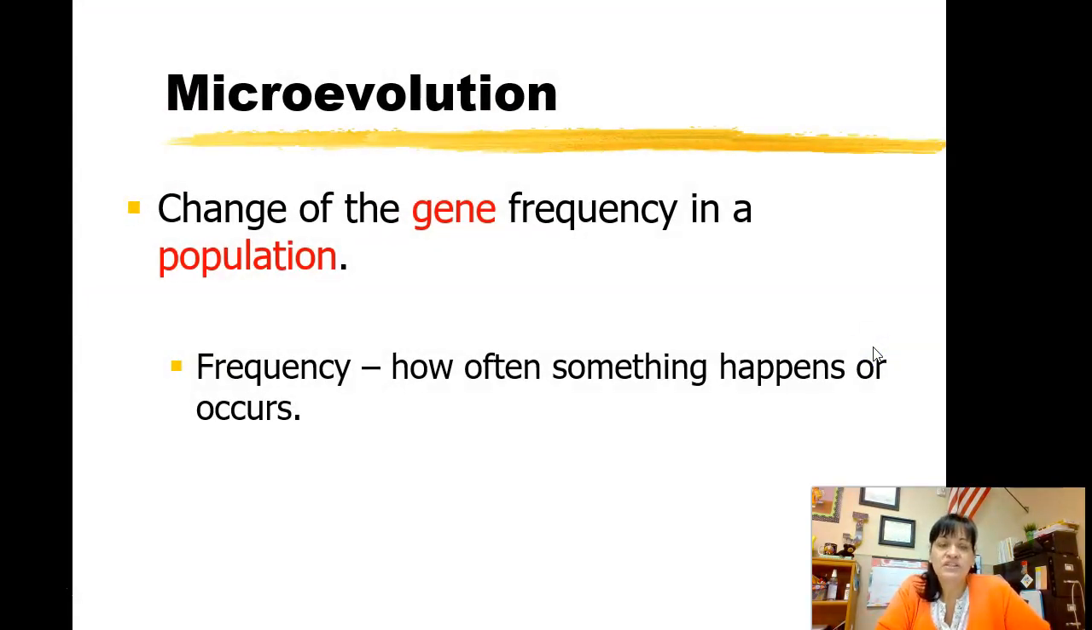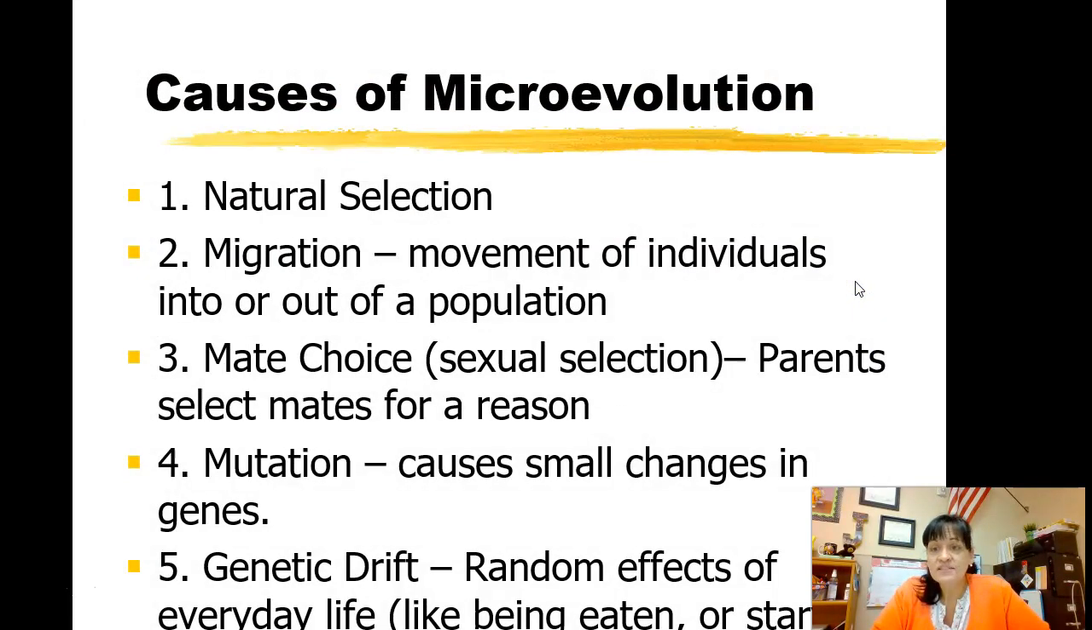So microevolution is a change of gene frequency in a population. And frequency is how often something happens or occurs. Causes of microevolution are almost the same things as the regular evolution. So natural selection, migration, the movement of individuals, mate choice, mutations, and genetic drift, so random effects of everyday life, like being eaten or starved. And that one pretty much will cause the small population.